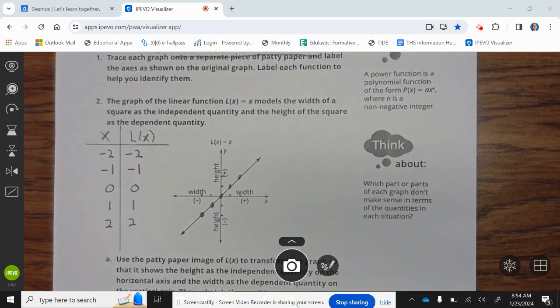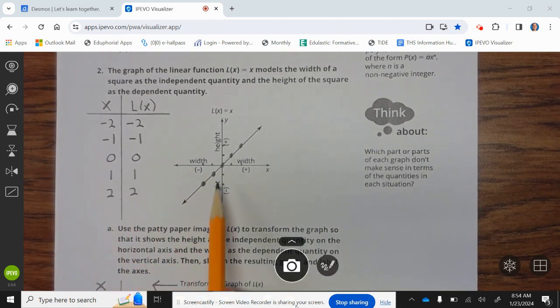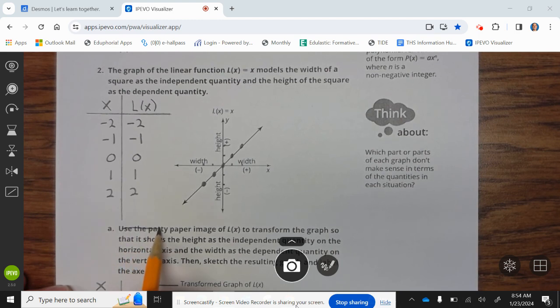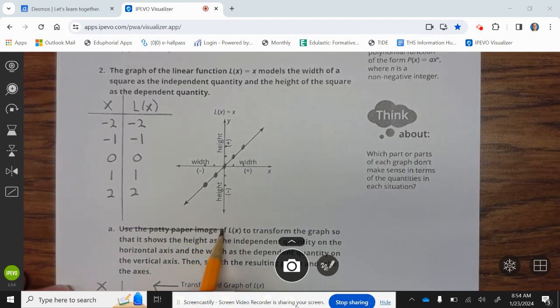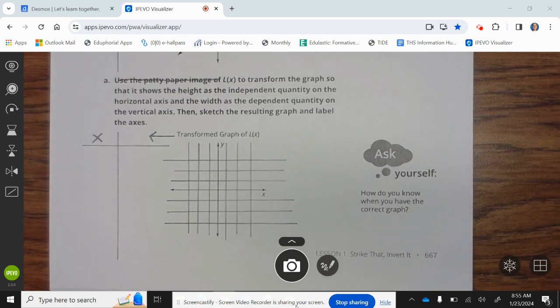2. The graph of the linear function L of x equals x models the width of a square as an independent quantity and the height of the square as a dependent quantity. So here is the table that corresponds to L of x equals x. Transform L of x so that it shows the height as the independent quantity on the horizontal axis and the width as a dependent quantity on the vertical axis. Then sketch the resulting graph and label the axes.